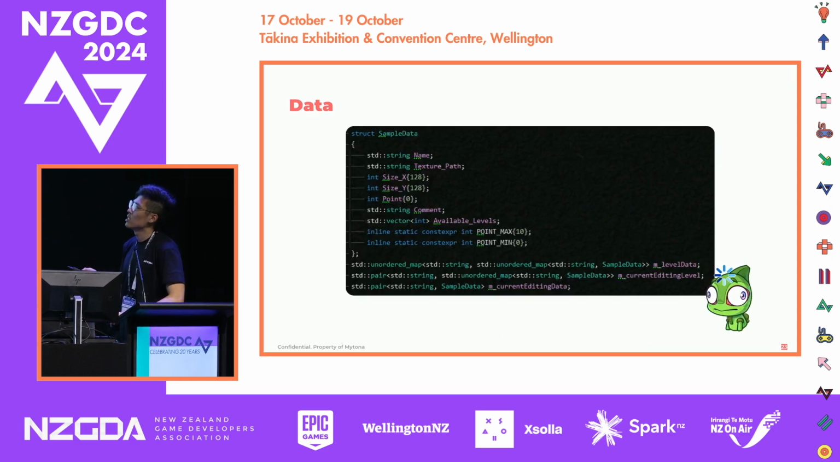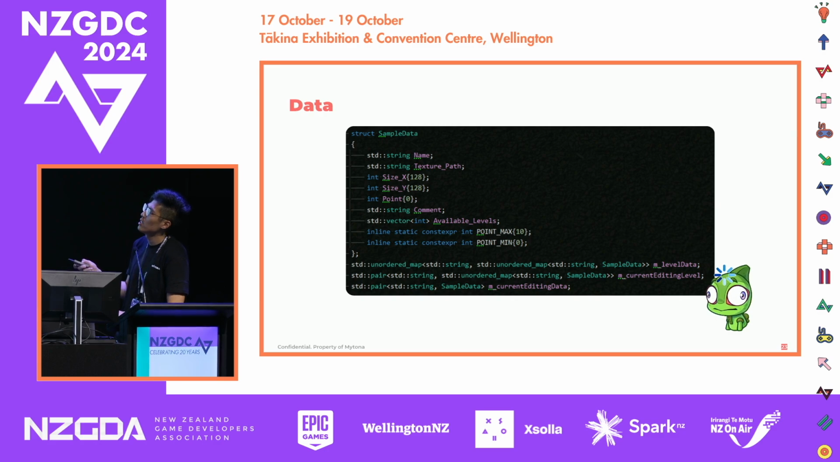Sample data in the actual C++ code. Hopefully you are all C++ programmers, so it won't be too hard for you to understand. Structure: name, string; texture path; integer of sizes; points; comments, string; and then available levels, vector of integers; and maximum and minimum for the points. And some of the data structures that we're going to use. First one, m_levelData. It stores all the data for our levels.